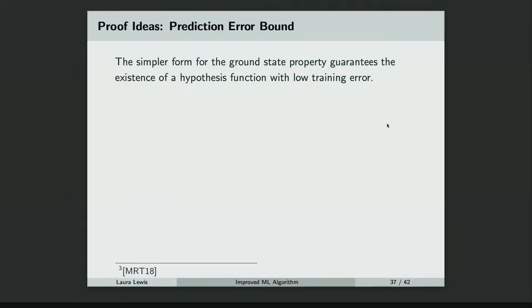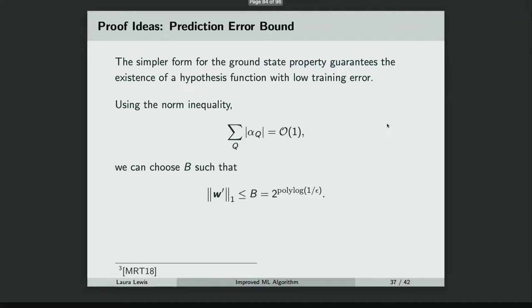And the final part of the proof is really just putting everything together. Remember, in the first part, we showed that there is a simpler form for the ground state property that guarantees the existence of some hypothesis function, a linear function over the feature space, that has a low training error. So this linear function over the feature space approximates our ground state property well. And then using the norm inequality, we can upper bound the one norm of W prime. And in doing that, we'll get some B that scales as 2 to the Pauli log 1 over epsilon.